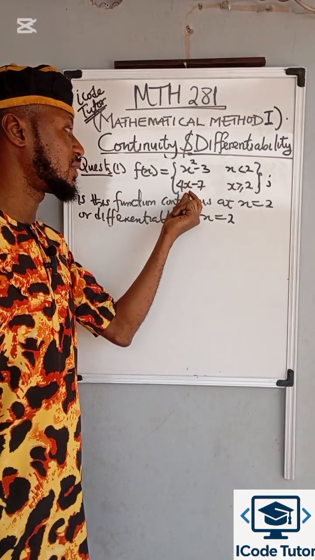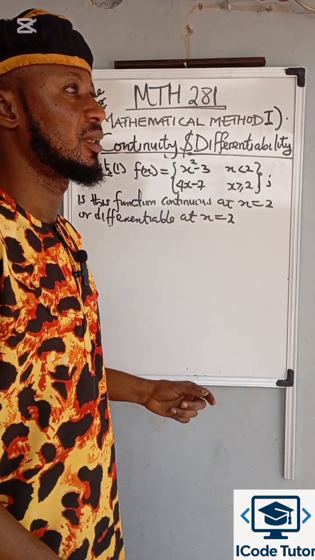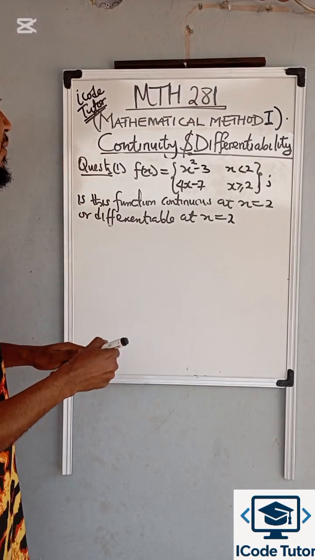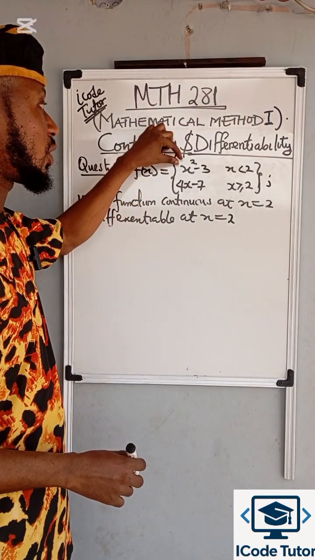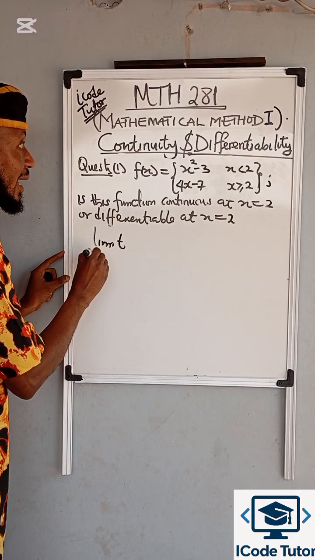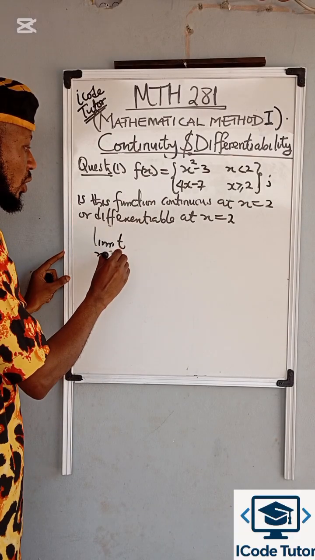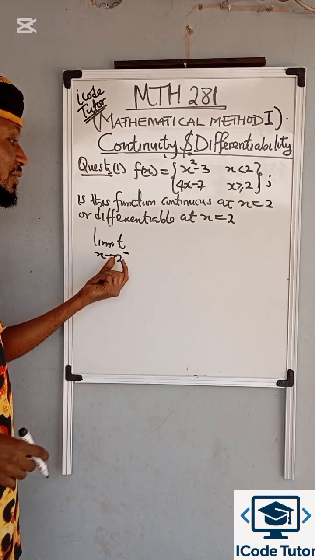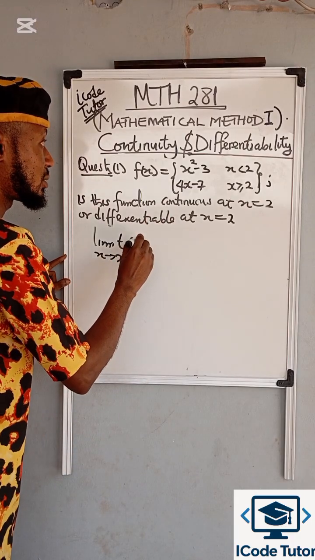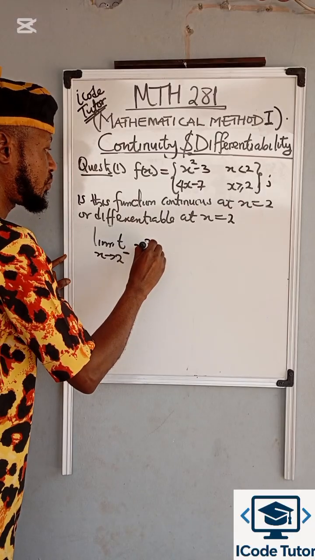and the second function is 4x minus 7 as x is greater than or equal to 2. Now, to examine this particular function, we are going to look at it from left and right. This is the limit as x tends to 2 from the left side. We use negative to represent the left side and positive to represent the right side. This one gives us x squared minus 3.